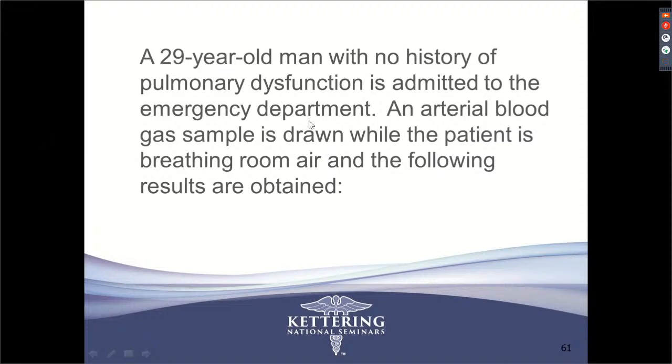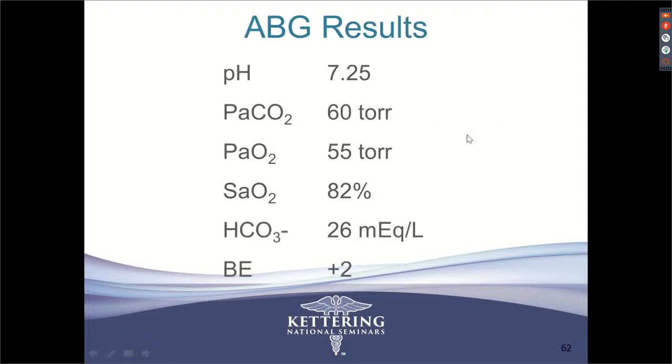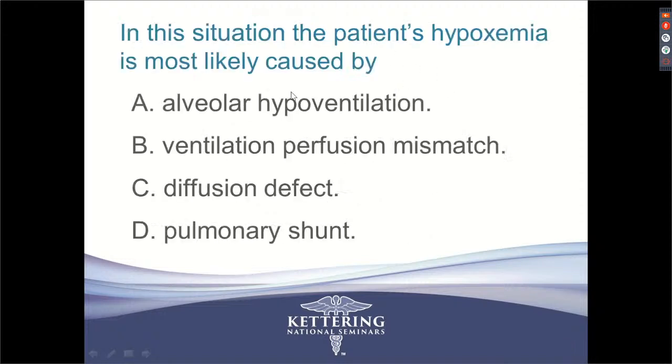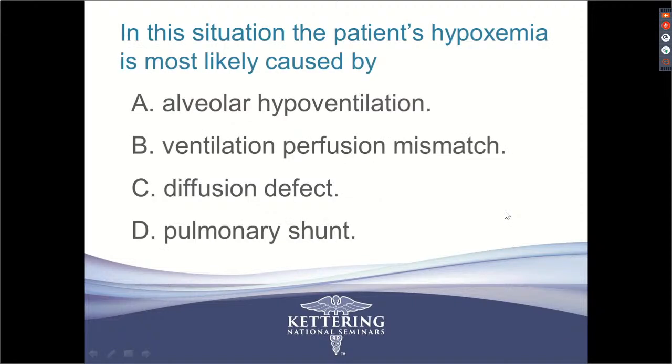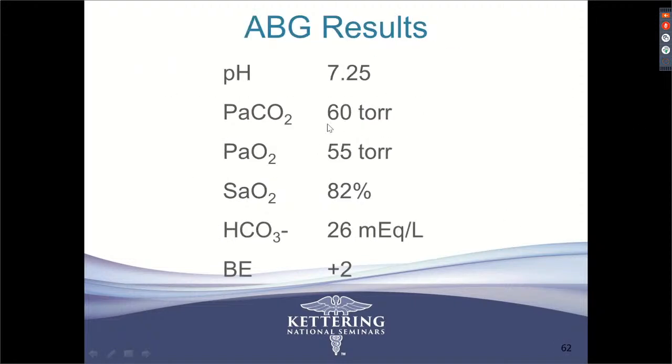A 29-year-old man with no history of pulmonary dysfunction is admitted to the emergency department. A blood gas sample is drawn while the patient is breathing room air, and the following results are obtained. Okay, so this is like a real question, so I've got a list. I'm actually going to skip the list and go to the question. It says, in this situation, the patient's hypoxemia is most likely caused by. So I go back over here. I look at my CO2 and wow, I've got a problem with ventilation. So that's my problem, ventilation with this guy. I'm not worried about the PO2 of 55.